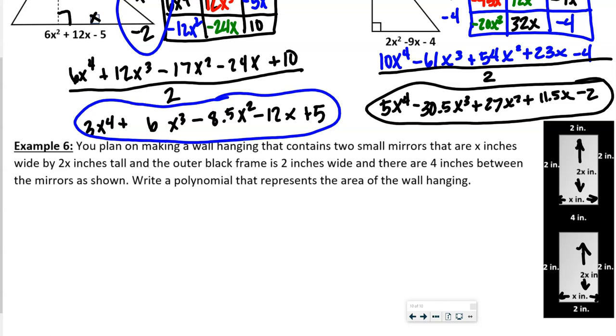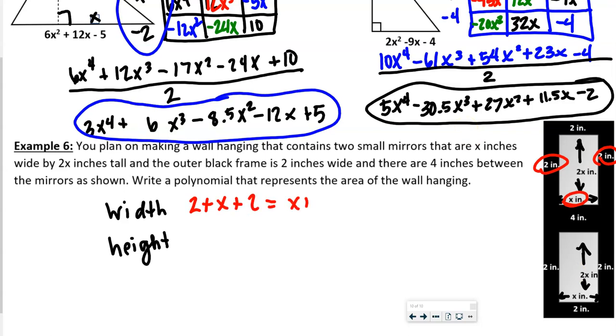And then it says the outer back frame is 2 inches wide and there are 4 inches between the mirrors as shown. So, find the area. So we need to find the width and the height, right? That's what we need to find. Because to find the area of this, we need the length times the width, or the width times the height, okay? So let's find the width first. So look here, we've got 2 and x and 2. So to find the width, we're going to do 2 plus x plus 2. So that's going to give us x plus 4.